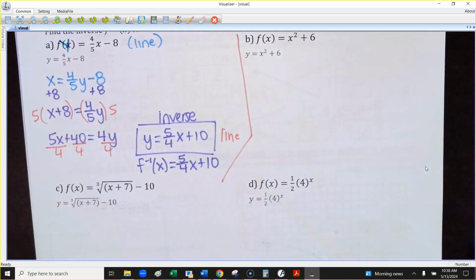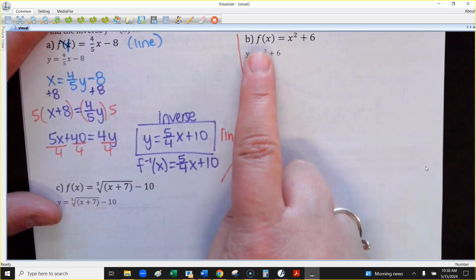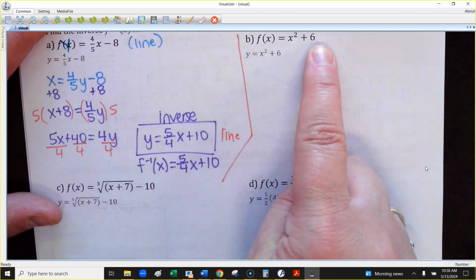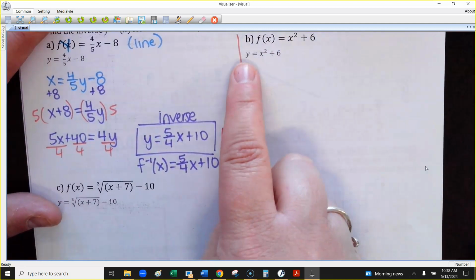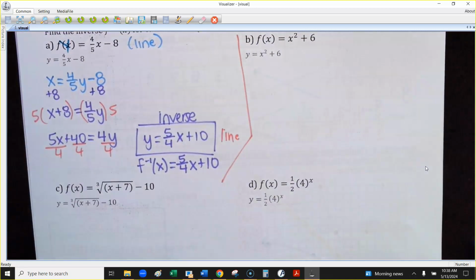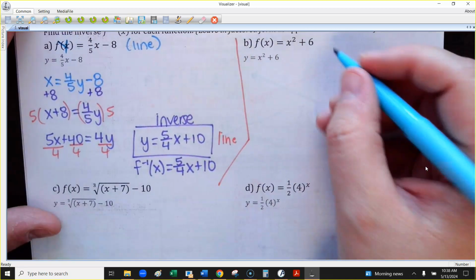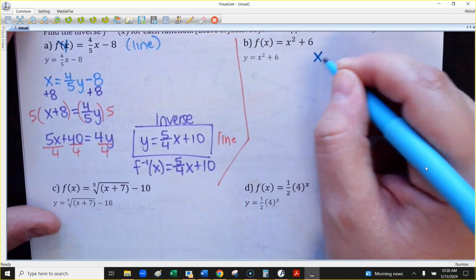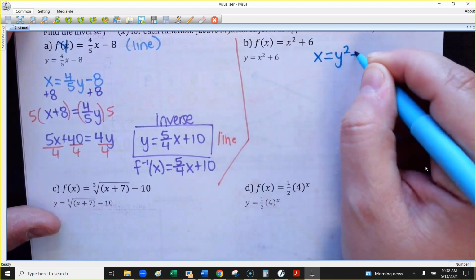All right, my next option here is a quadratic. So this is f of x equals x squared plus 6. I know it's quadratic because it has an x squared. All I did was replace the f of x with y underneath that, so you can see. The process for this is you switch x and y. So I would write x equals y squared plus 6.